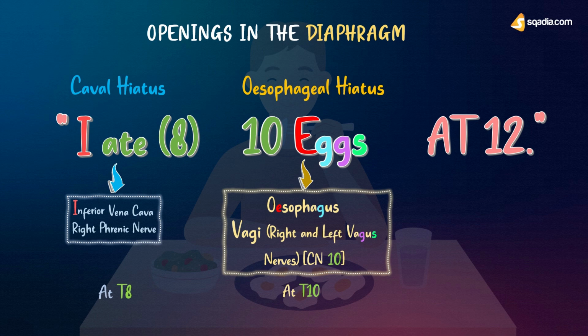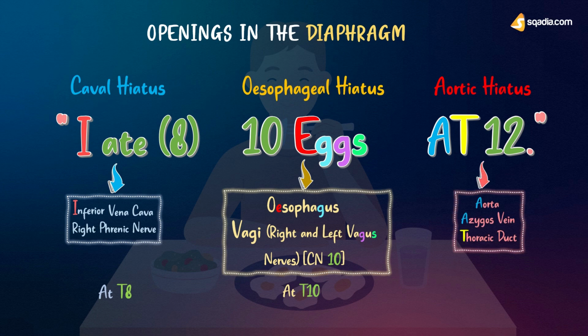Also, the vagus nerve is the 10th cranial nerve, so you can remember it as T10 for the 10th cranial nerve. And lastly, at 12 is for the aortic opening, where A is for aorta and azygous vein, T is for thoracic duct, and 12 is for the 12th thoracic vertebra.